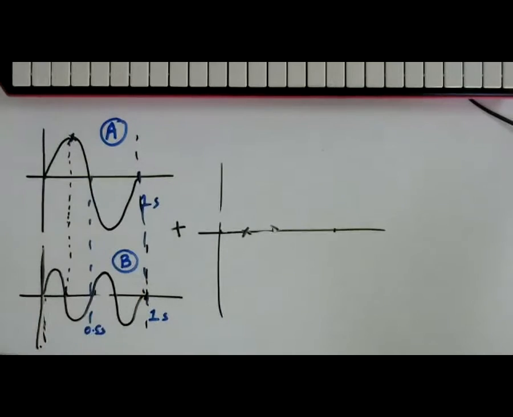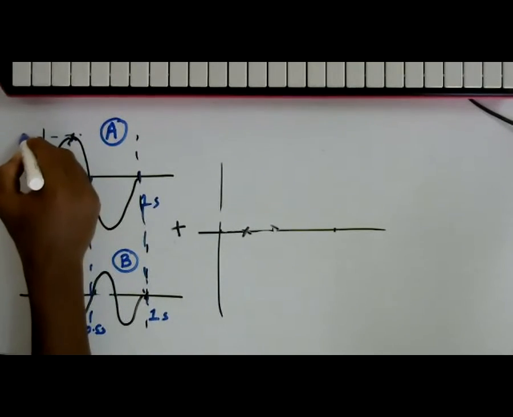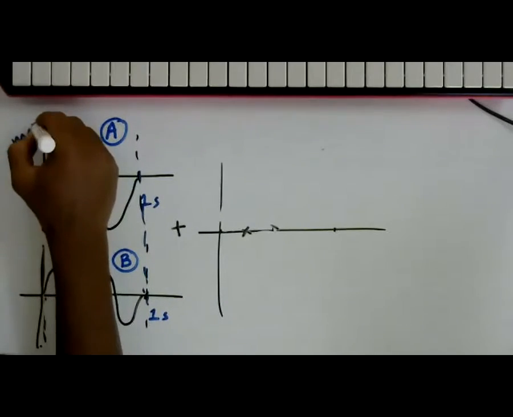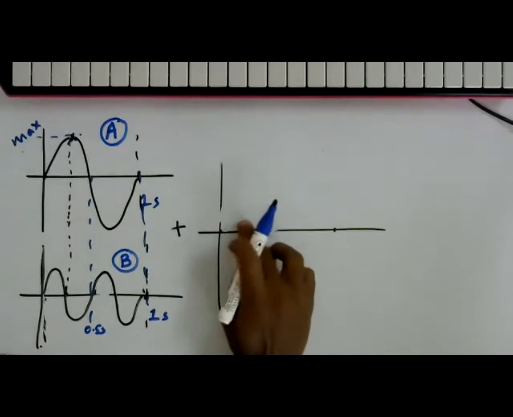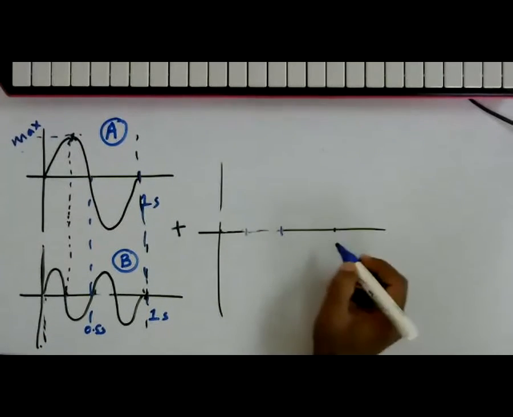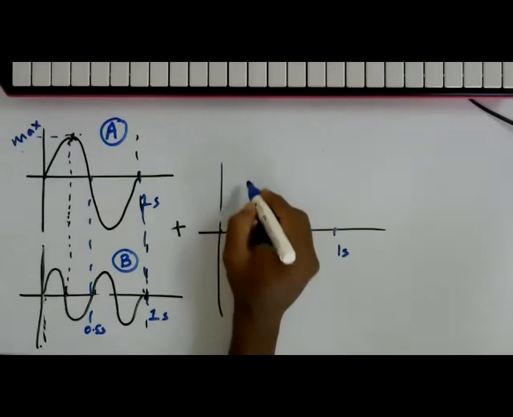What happens at 0.25 seconds? The wave A is at its maximum amplitude that is possible. Okay, the wave B at the same time frame, that is 0.25 seconds, is at zero amplitude. So what can you say about the resultant wave at 0.25 seconds? It will be the max amplitude of A. Yeah, so the resulting wave will therefore be at the maximum amplitude.